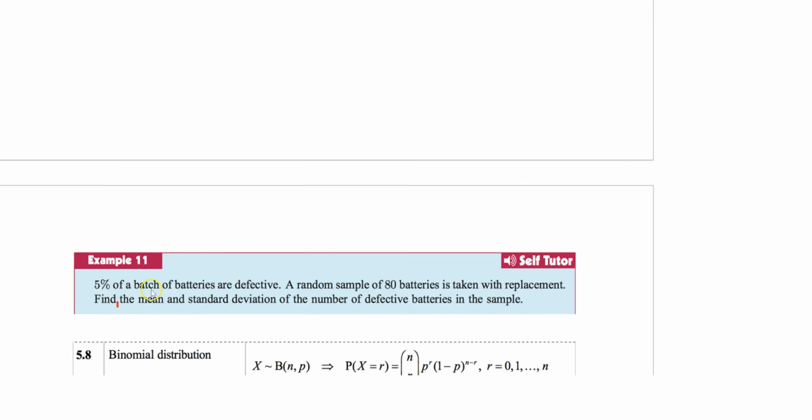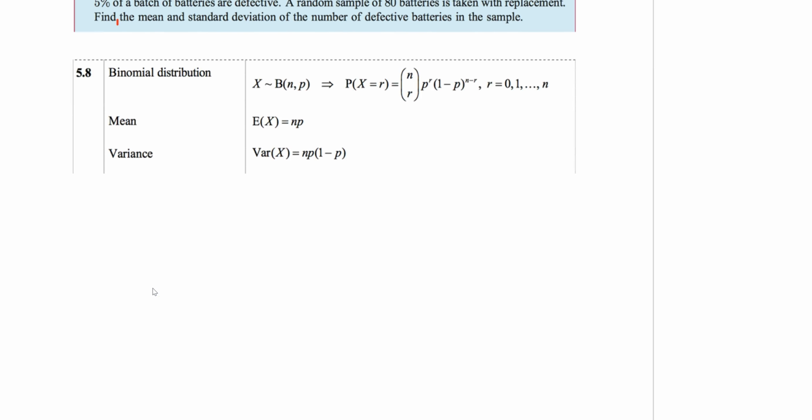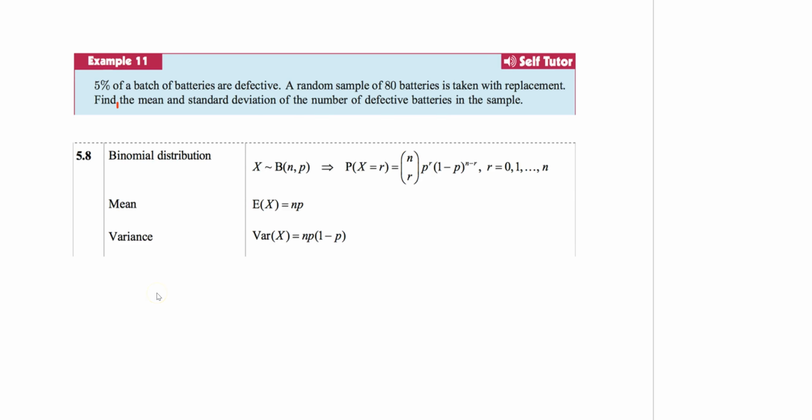Okay, one final one. We haven't actually talked about variance, how to use variance and standard deviation, so I'm going to do an example of that. 5% of a batch of batteries are defective. A random sample of 80 batteries is taken with replacement. Find the mean and standard deviation of the number of defective batteries in the sample.